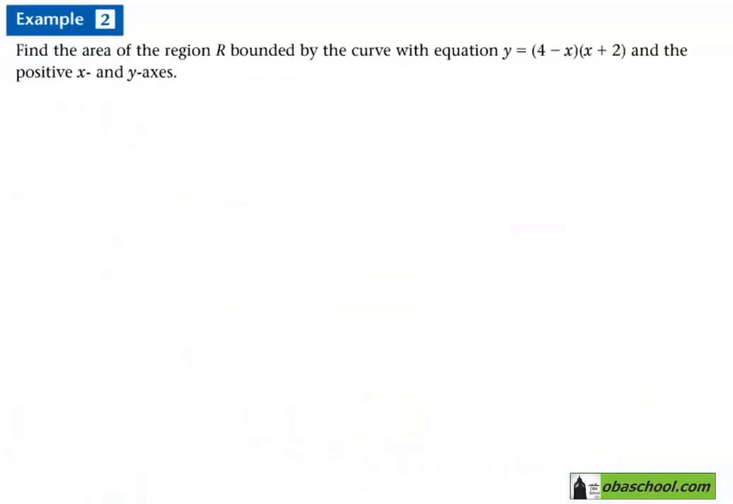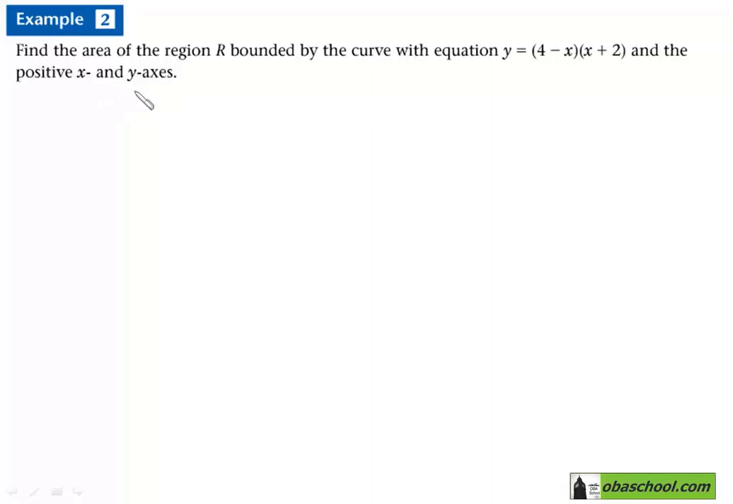We will solve this example. Find the area of the region R bounded by the curve with the equation y equals (4 minus x) times (x plus 2) and the positive x and y axes. Here the information is not very clear. We don't know the lines x equals a and x equals b. We need to deduce them from the sketch that we will do for the curve.